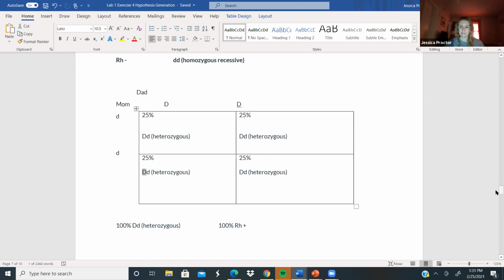Is this making sense? Yes? Okay, awesome. Now the last type of Punnett square I'm going to show you guys is generally the hardest one. I don't say that to scare you guys, but just pay close attention because this one does get a little bit trickier. Not much trickier, but just a little bit trickier.